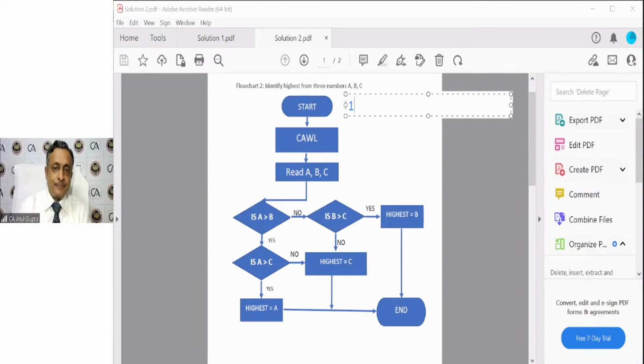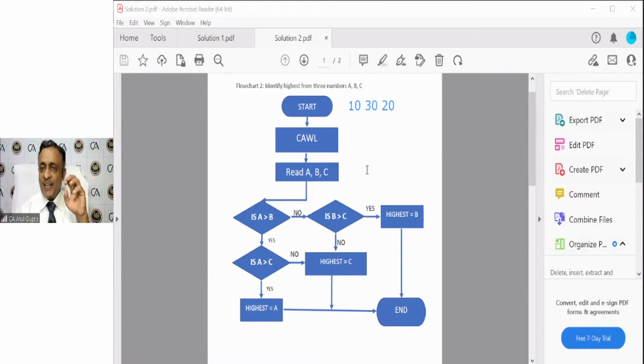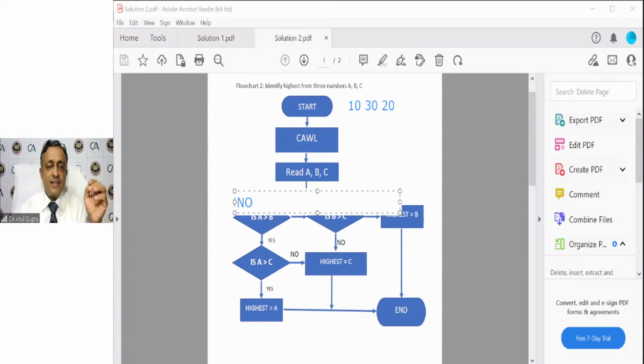So now A is 10, B is 30, and C is 20. That is A, B, C. Let us see where we are going to flow. Read ABC: 10, 30, and 20. Is A greater than B? A is 10, B is 30. Is A greater than B? The result is, this decision says no.